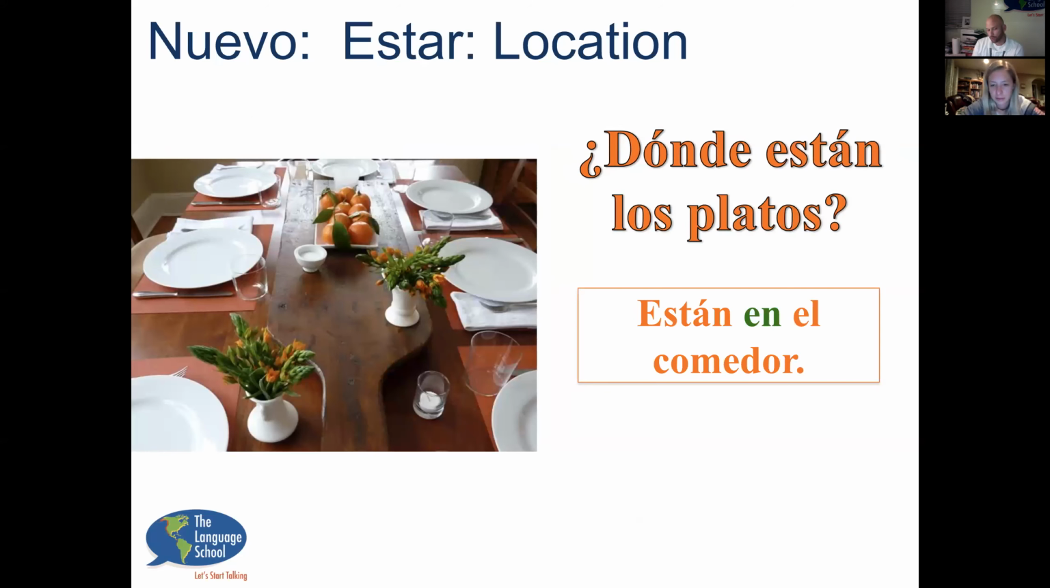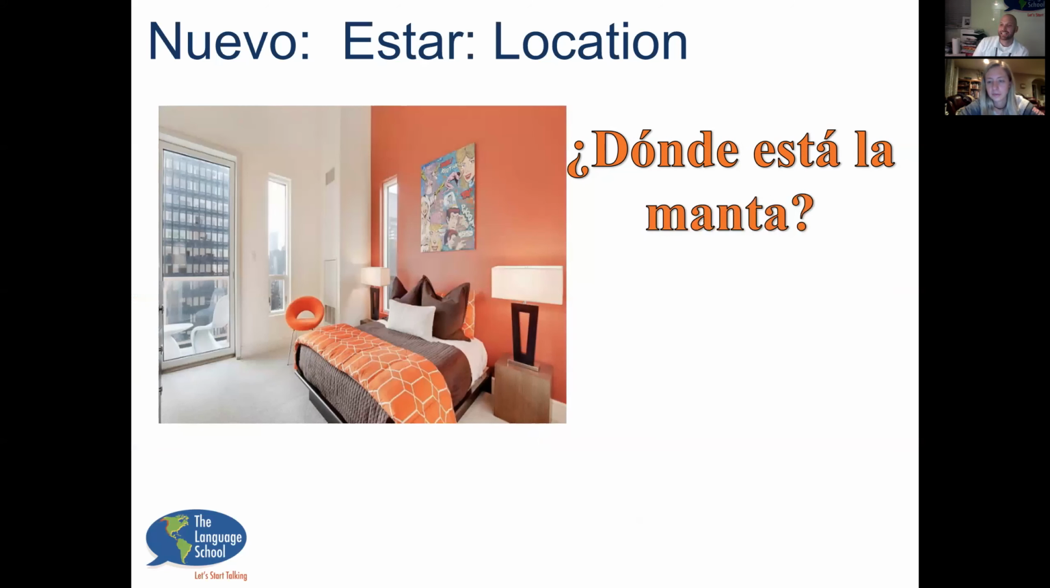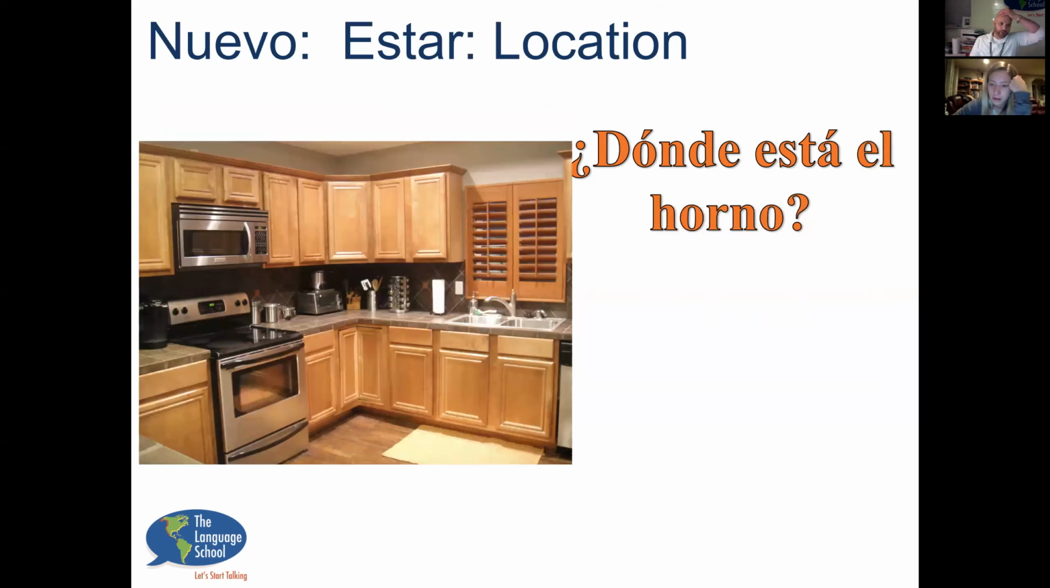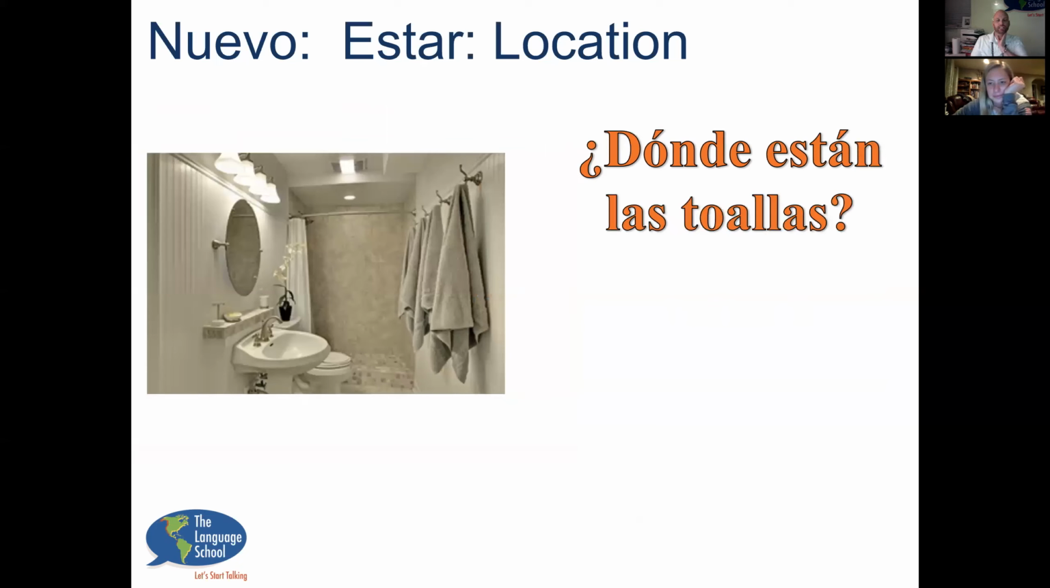And we have here el comedor, but you're right. You can also say están en la mesa. ¿Dónde está la manta? Está en el dormitorio o la cama. Muy bien. ¿Dónde está el horno? Está en la cocina. ¿Dónde están las toallas? Las toallas están en el baño.